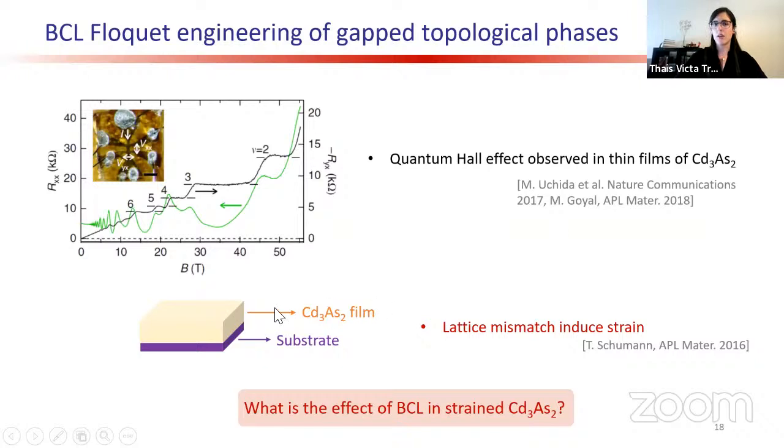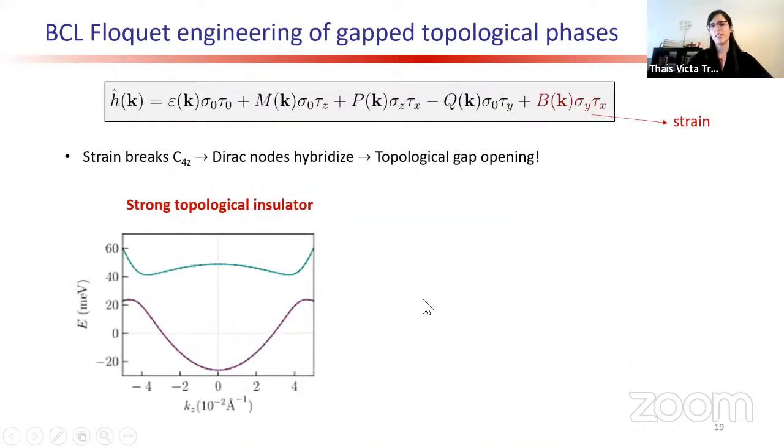And what happens when you have these thin films is that you need to grow them on top of a substrate. And the substrate naturally induces a strain in your film because of lattice mismatch between the two types of crystals. So there is a question that naturally arises in this case: what would be the combined effects of strain and bicircular light in cadmium arsenide? So that's what we investigated next.